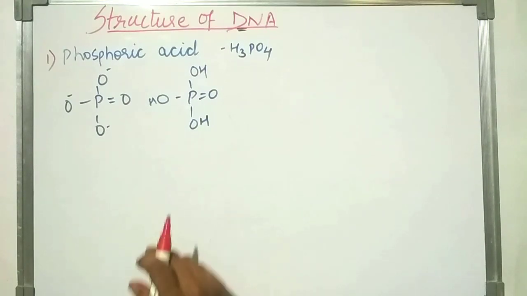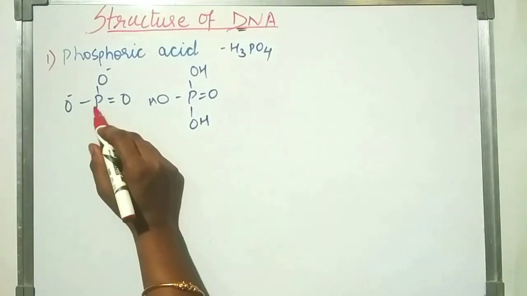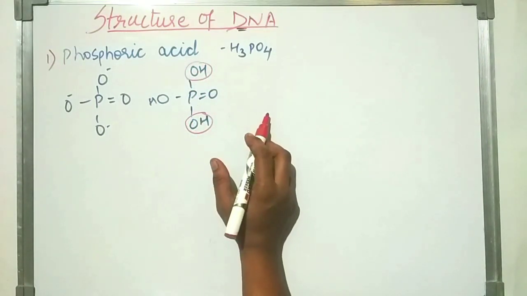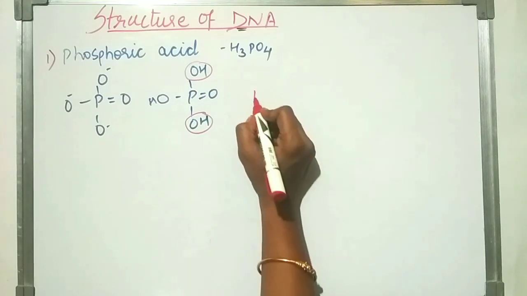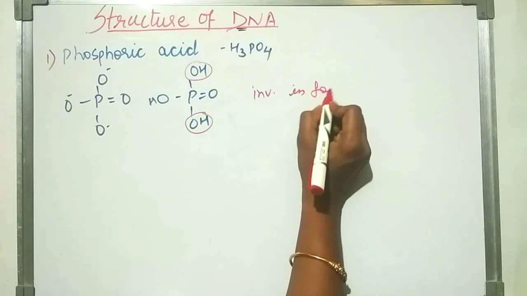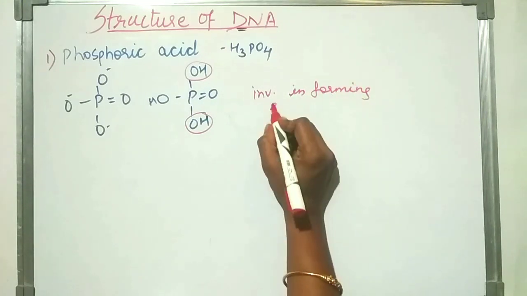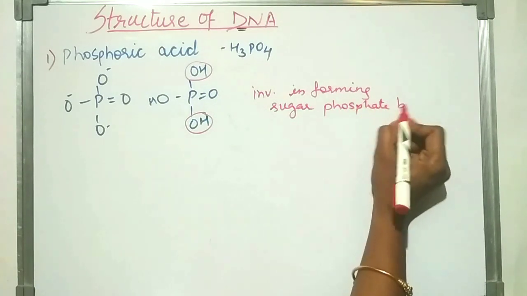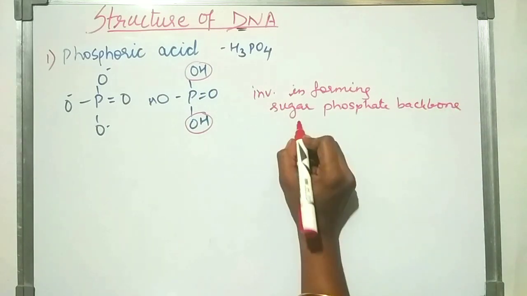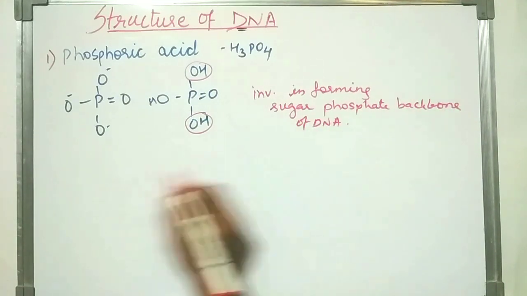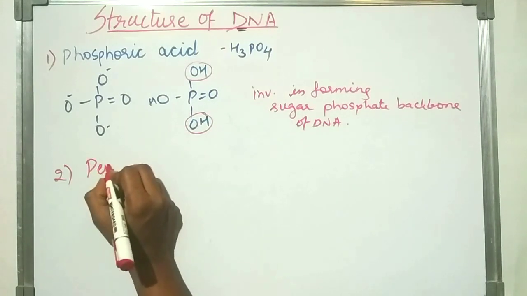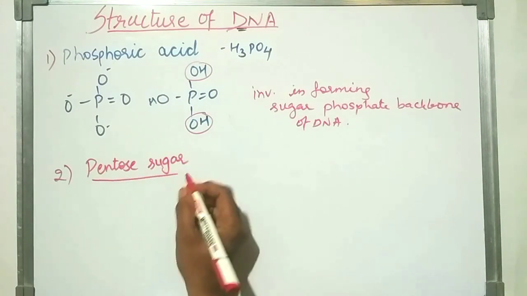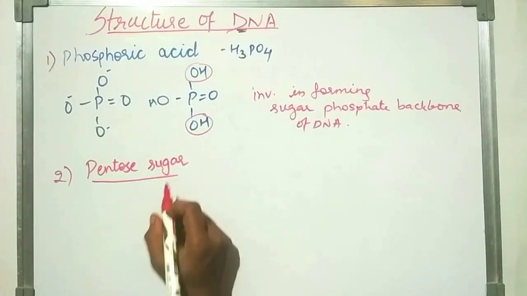We'll see the first one, phosphoric acid, H3PO4. The structure is this one. These two hydroxyl groups are involved in forming the sugar phosphate backbone of DNA. The second one is pentose sugar. Pentose means 5 carbon, a 5 carbon sugar.